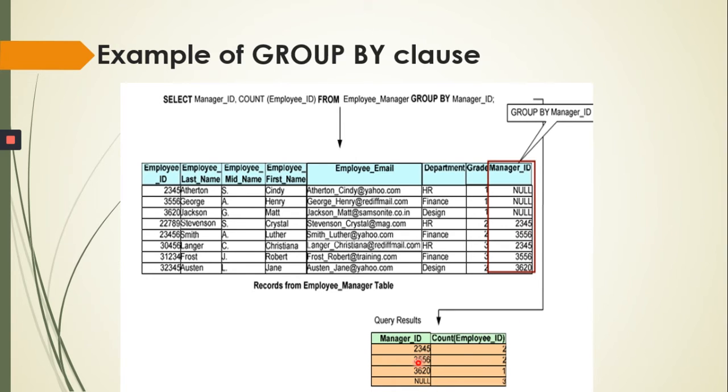Now 3 5 5 6 is again repeating 2 times, so we have a count of 2. 3 6 2 0 appears only one time, and null is 3 times, so the output is 3, as we are using count over here. So this is the example of the group by clause.